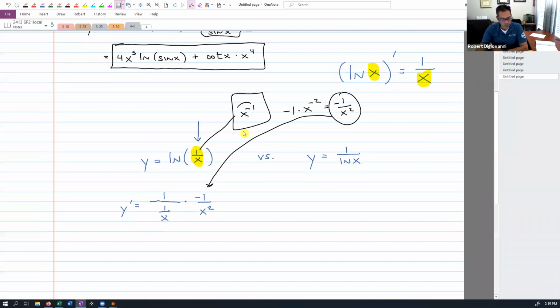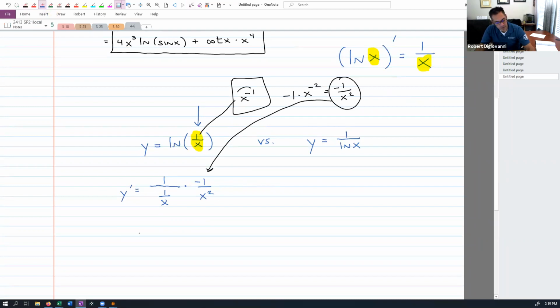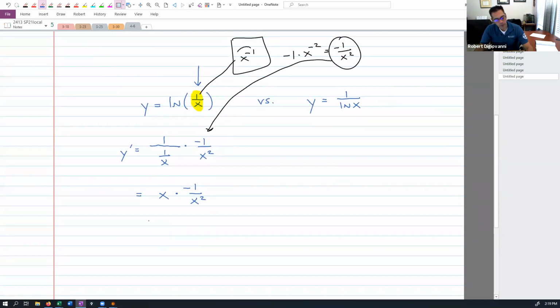Now we're not done. We can clean this up. 1 over x is x times negative 1 over x squared, which is really negative x over x squared. Just slide that x up top. And let's cancel one of the x's. So we get negative 1 over x. Everyone okay with the fact that just one of those x's cancels? Any questions here?